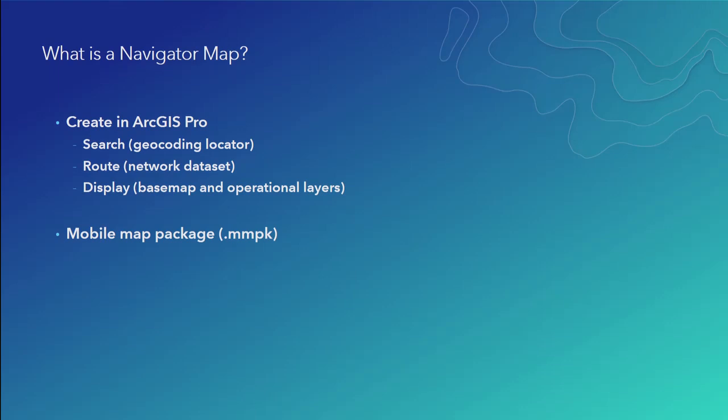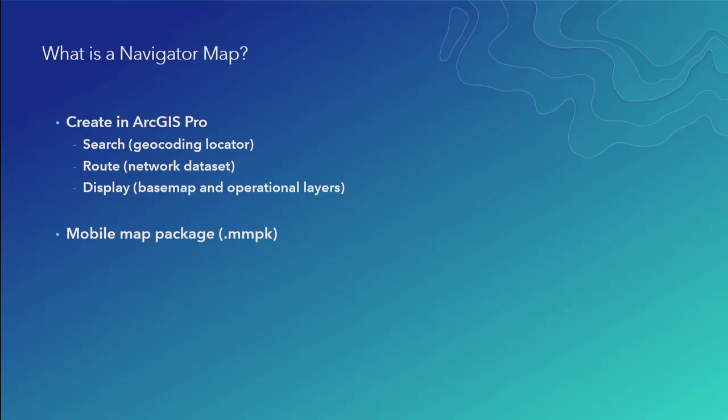And within Pro, these three components are core functionality. So if you have a locator, it should work in Navigator. If you have a network data set, it should work in Navigator. Same thing with the visualization. There's nothing really special about these three components. It's out of the box capabilities and functionality.